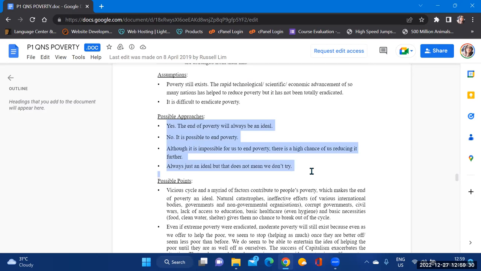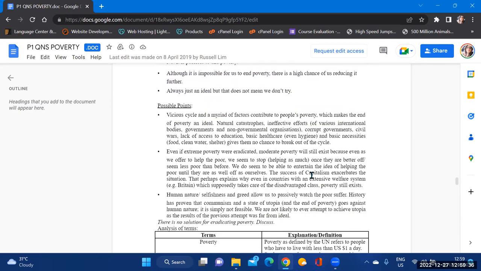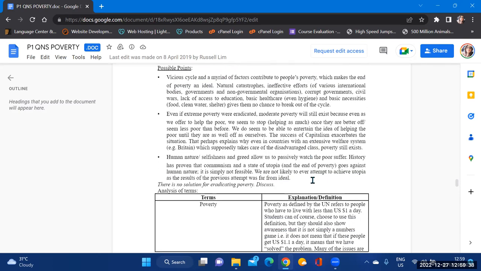Depending on the candidate's stance, the possible points will vary. All right, I'll give you a minute to look through this.